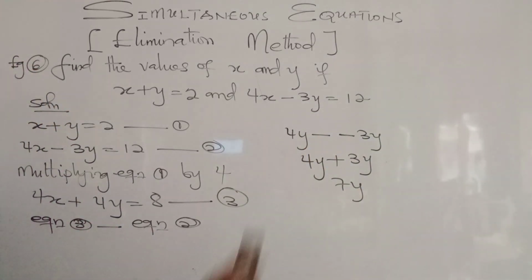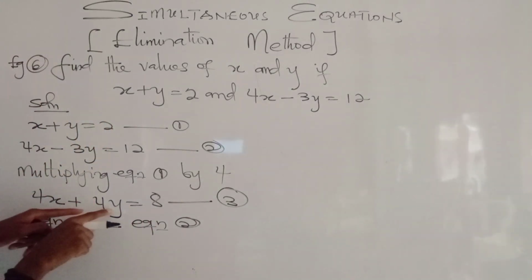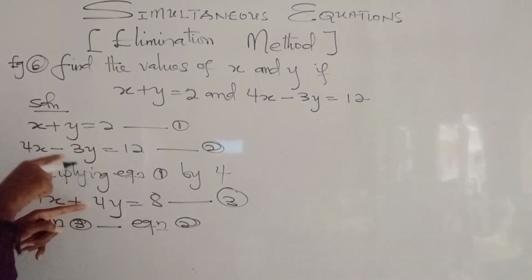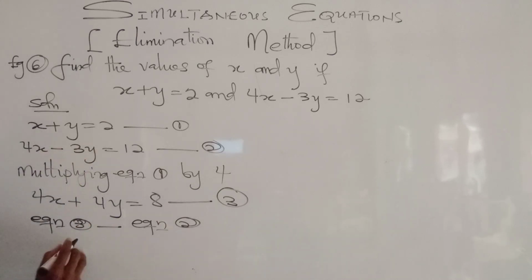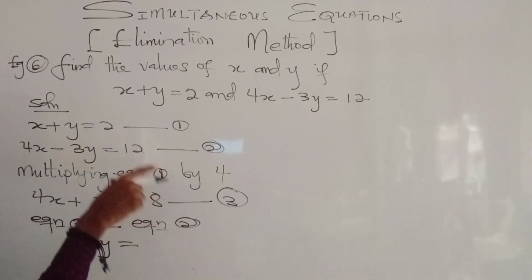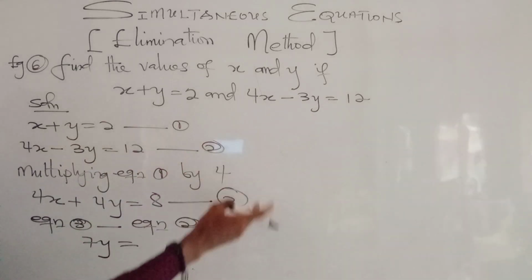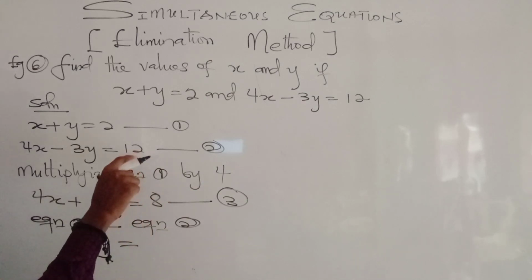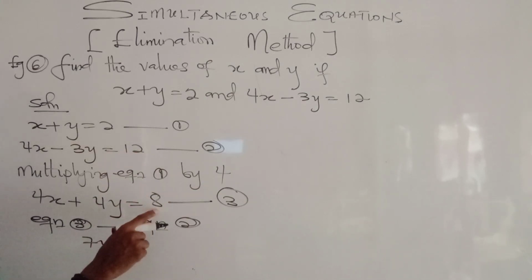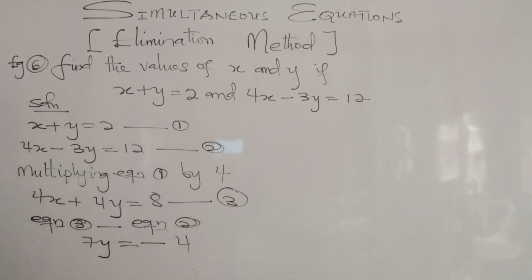So that's a rough work. I'm going to clean this from here so that we can proceed. So the positive 4y minus 3y gives us positive 7y. Then you bring your equal sign. Then we have the 8 here also, the 8 minus the 12 here. So we are subtracting equation 2 from equation 3. So the 8 here, we are subtracting the 12 from it. So 8 minus the 12 gives minus 4. I hope you agree with me.